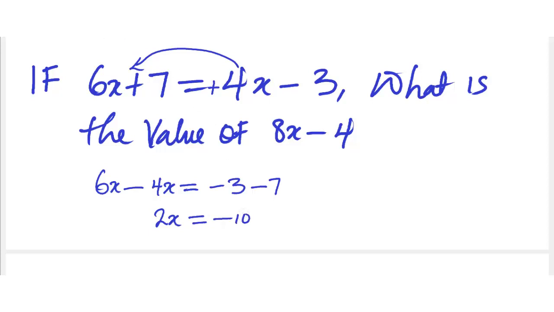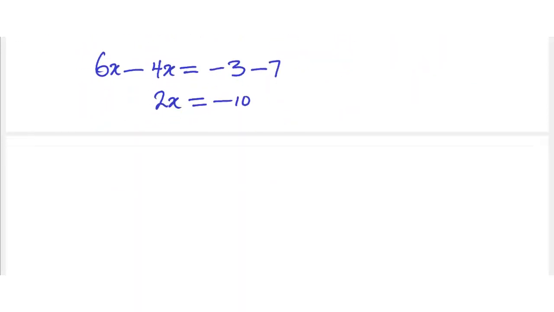So since this has given us minus 10, what do we need to do? We divide both sides by the coefficient of x, which is 2. So divided by 2, divided by 2. 2 cancels 2. So x basically is what? Minus 10 divided by 2. That will give us what? Minus 5.